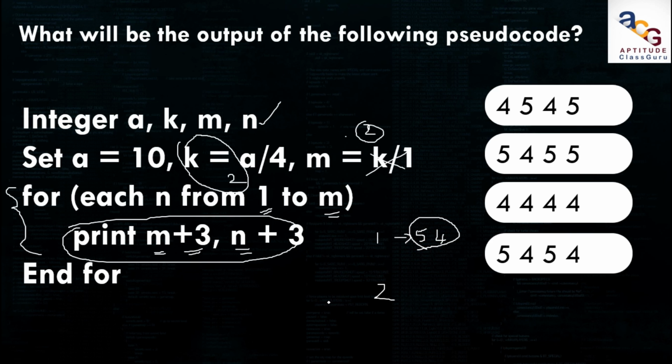In the second iteration, for n equal to 2, what is the m value? The m value is again 2, it doesn't change. Why? Because he is printing just m plus 3. He has not incremented the value of m, he is just printing the value of m. So m plus 3, which is nothing but 2 plus 3, again 5.